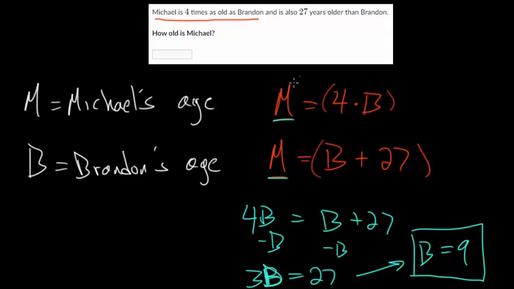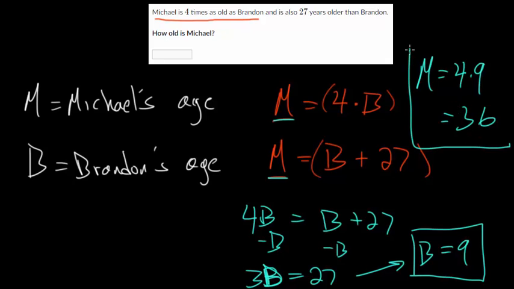And so Michael is 4 times as old as Brandon, or 27 years older than Brandon. So 9 times 4 would be 36. So we think Michael is 36 and Brandon is 9. But again, Michael has to also be 27 years older than Brandon. But notice, if you add 9 plus 27, you do get 36. So these ages do match up with both pieces of information. So how old is Michael? Michael is 36 years old.